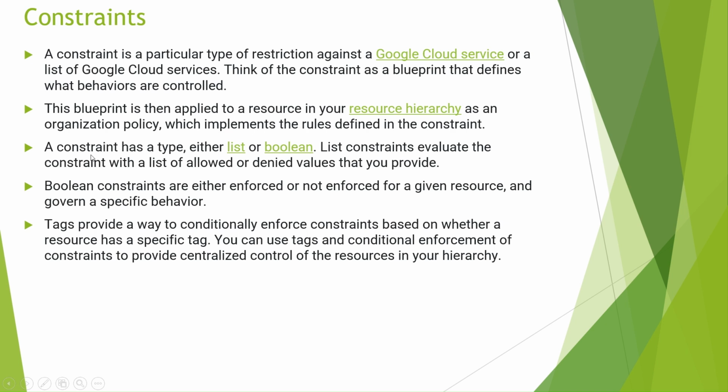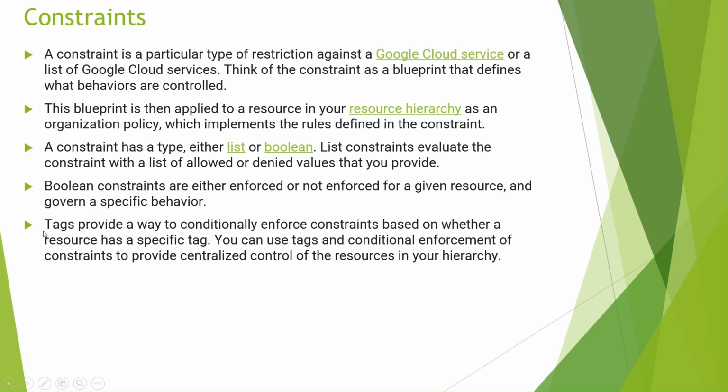And there are two types of constraints: a list or a boolean. Basically, a list constraint evaluates constraints which have a list of allowed and denied values. Like if you want to allow VMs with an external IP, it can be a list, like 10 VMs, 20 VMs which you want to allow to have an external IP. And boolean means it can be true or false, meaning yes, allow, or you deny. So a boolean can be, for example, whether you want to allow a service account to create a new key. And booleans are either enforced or not enforced for a given resource.